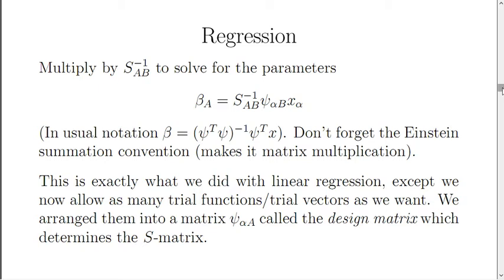Now, this is exactly what we did with linear regression, except we now allow as many trial functions, trial vectors as we want. We arranged the trial vectors into a matrix, psi sub alpha A, which is called the design matrix, and which determines the S matrix. But the final result, that parameter values equal inverse S matrix times inner product of trial vectors with data values, is exactly the same as we had in linear regression. It's just that in linear regression, we had some simpler formula because there were only two trial vectors.